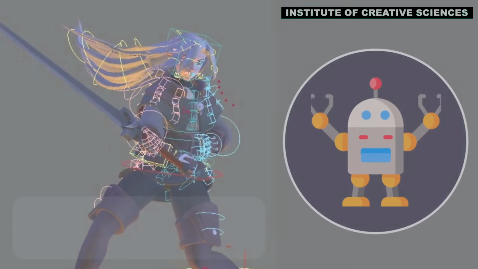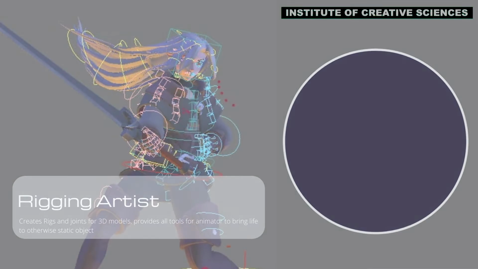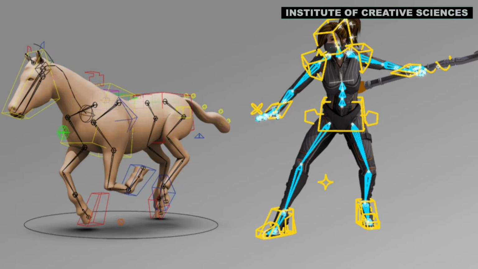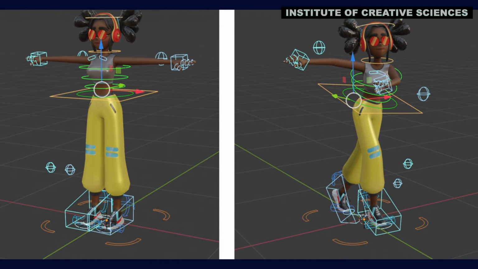After all the characters are made, they need to move, right? They can't just stand still. This is where a small step comes before animating. There's a rigging artist. What they do is they provide joints and movement points to make it easy for the animator to animate the objects or the creatures or the characters in the scene.